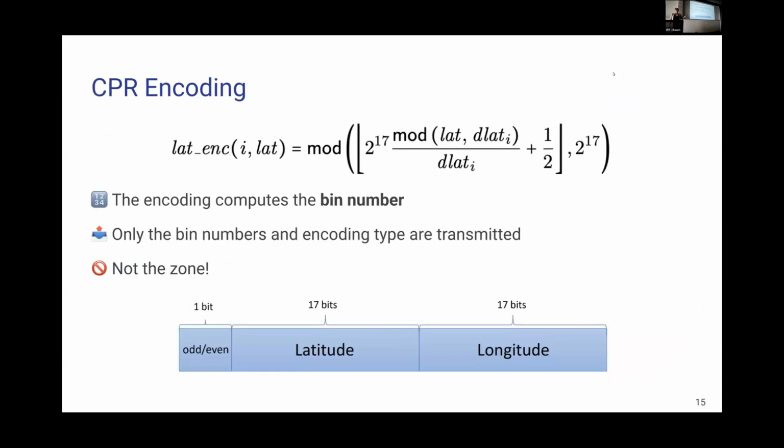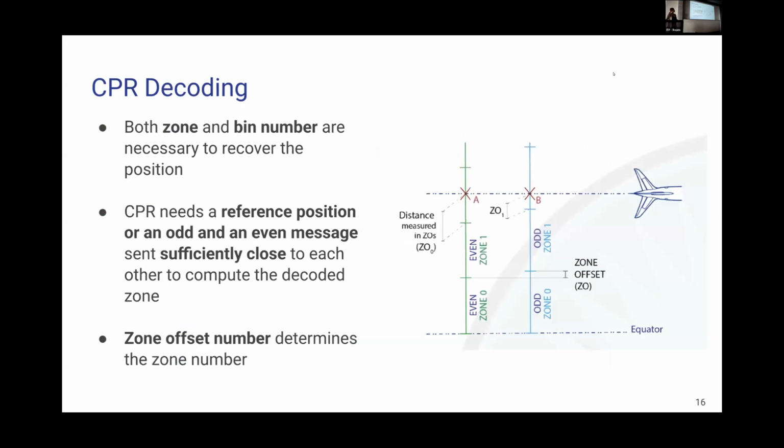So how it works. The CPR encoding is very easy. This is the latitude encoding, for example. This computes the bin number for the latitude, which is going to fit in 17 bits. And only the bin numbers are transmitted, not the zone. So this is how the message is composed. We have the kind of encoding that has been used, so whether we divide the Earth into 59 or 60 zones, and then the bin number for both dimensions.